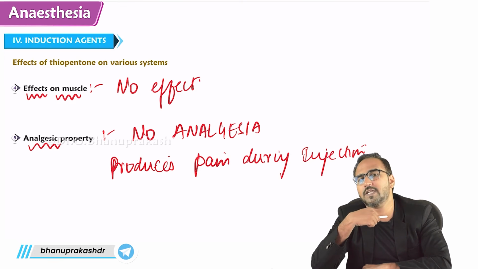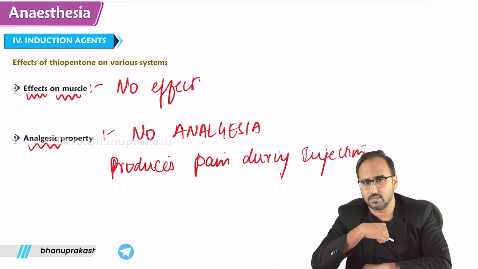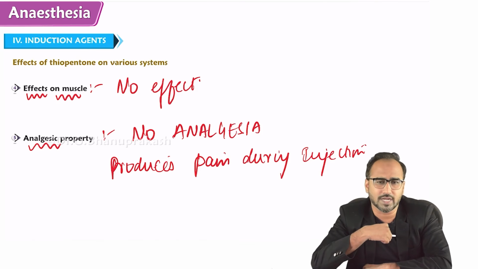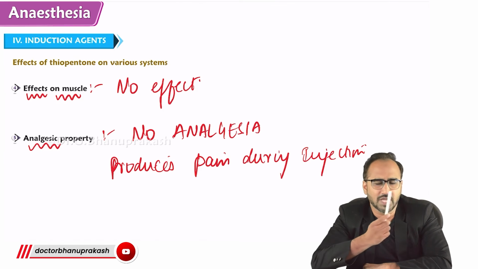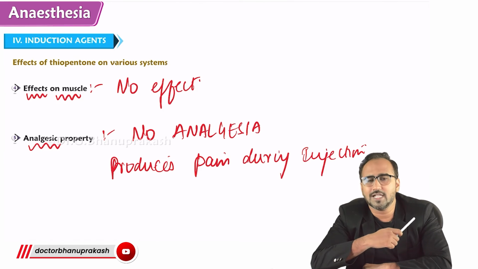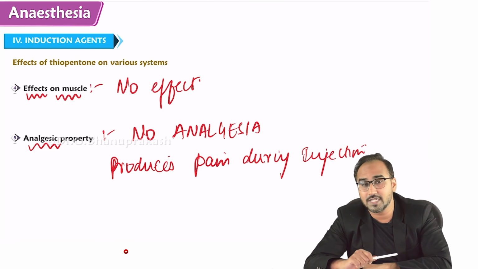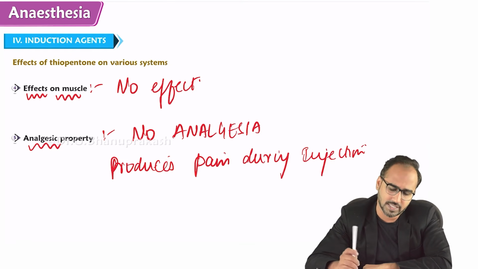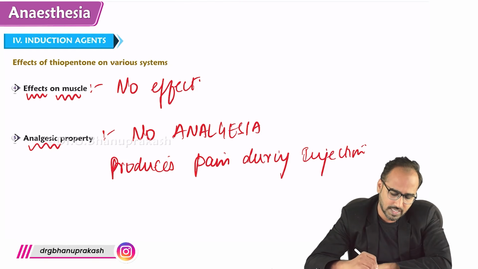As it is an enemy of respiratory, it is contraindicated in asthma. Next, it is an enemy of cardiovascular. As it is an enemy of cardiovascular, it is contraindicated in shock and ischemic heart disease. Next, muscle: no effect. Last, analgesia. It is an enemy of the analgesic system, that is, there is no analgesia. Instead, it produces pain during injection, right?